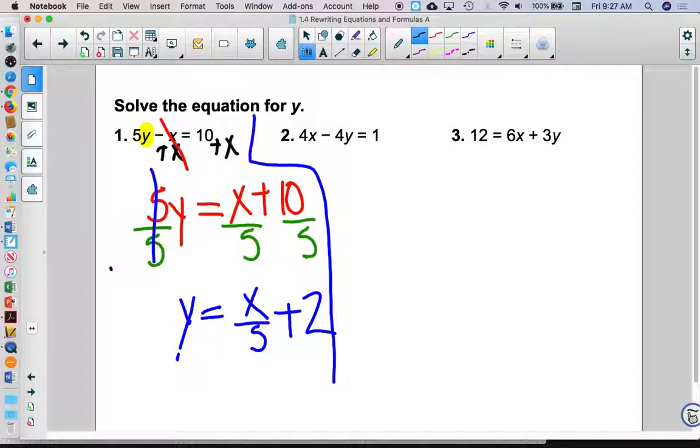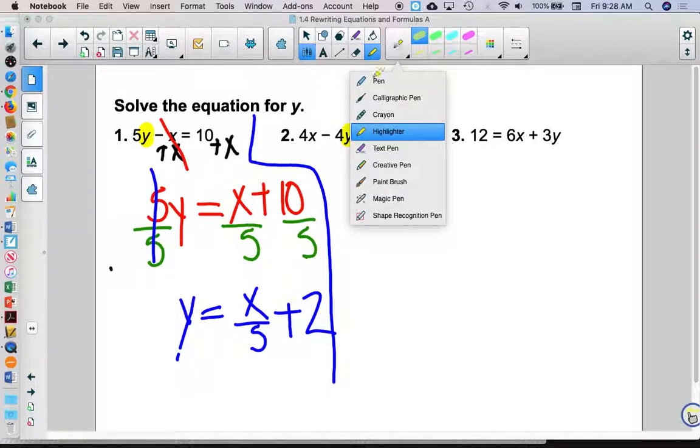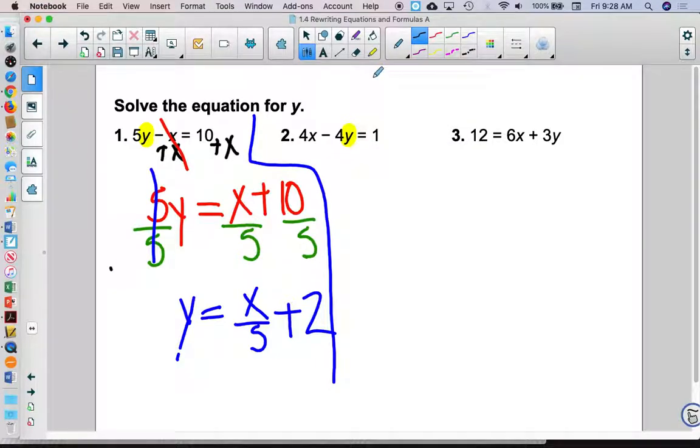Ask yourself, which letter do I leave on the left? And if you need to do a circle or an underline or whatever to make sure that you know that's the only thing I want left, then do it. Do whatever it takes to help you remember, what am I solving for?